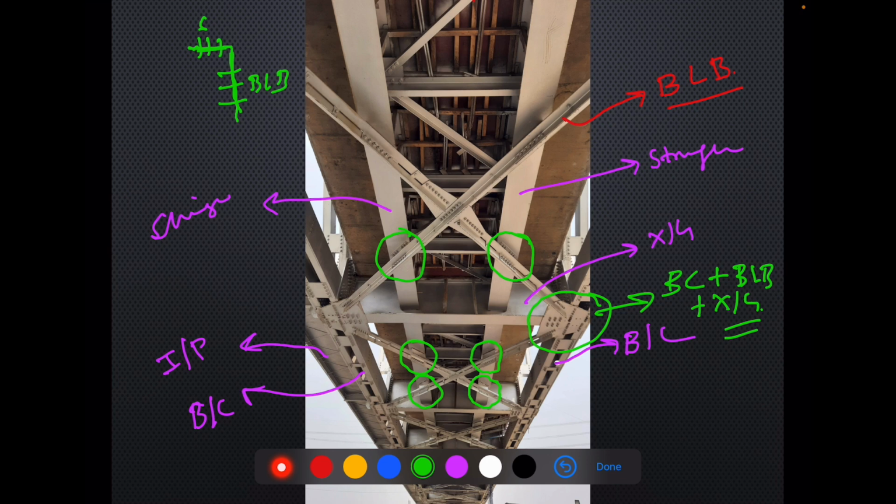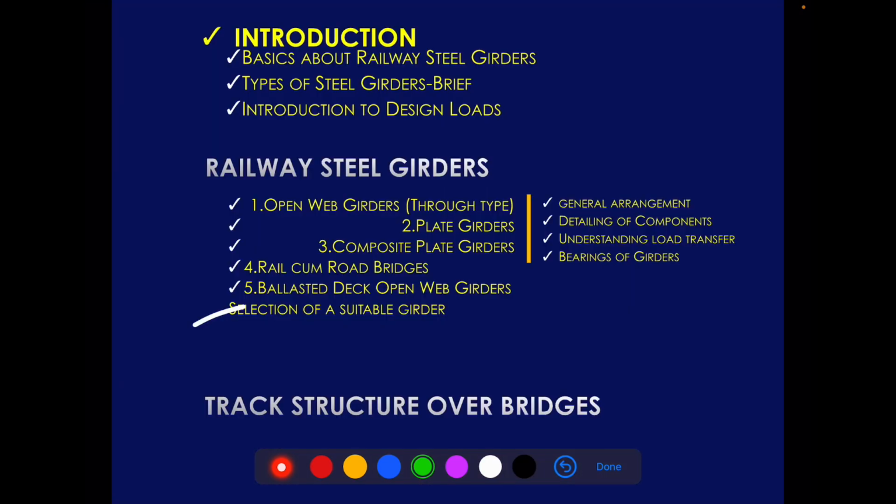So I hope this was useful, and this is how we can see through the key structural components of any bridge, and we can visualize, and we can apply our mind while designing or inspecting or constructing or maintaining these bridge assets. So with this lecture, we have now completed this ballasted deck open web girder, and now we will move on to selection of a suitable girder in specific use cases. Thank you.